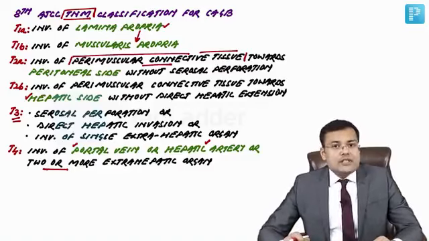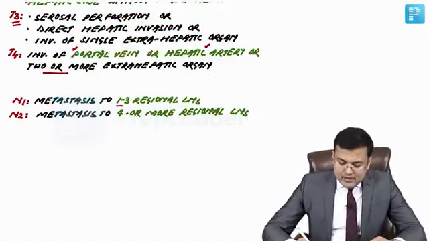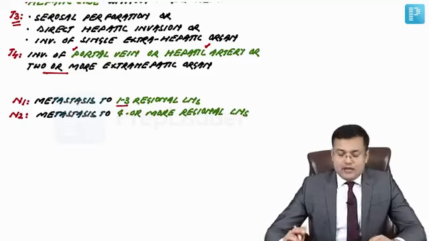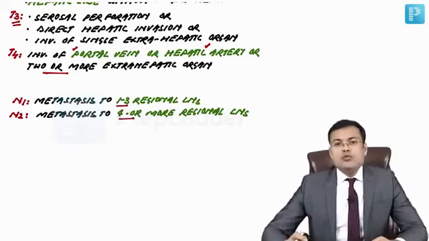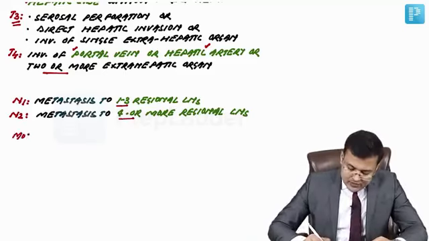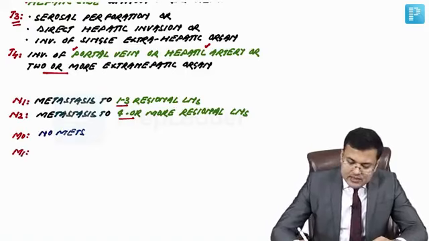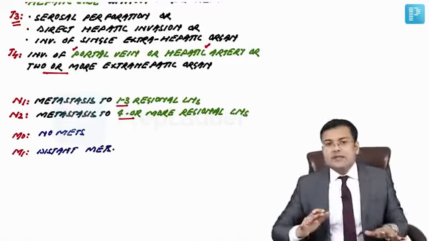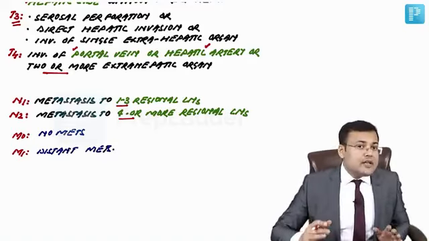Have a look at lymph node staging. In lymph node staging, N1 is metastasis to 1, 2, 3 regional lymph nodes, and in N2 there is metastasis to 4 or more regional lymph nodes. And easiest is M0. M0 means there is no metastasis, and M1 means there is distant metastasis. So this is TNM classification. You have to remember the staging also.